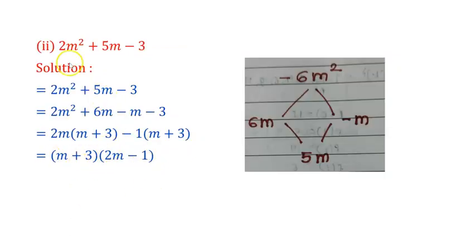These are the factors. Therefore, the factors of 2m square plus 5m minus 3 are m plus 3 in first bracket, second bracket 2m minus 1. Now next, 12x square plus 61x plus 77.